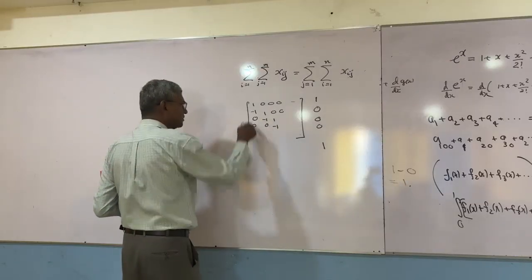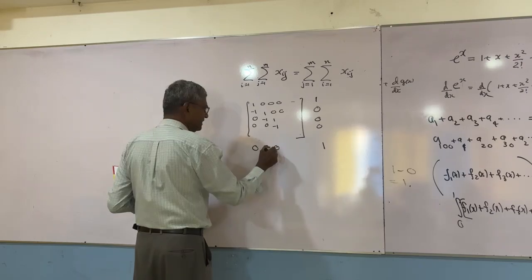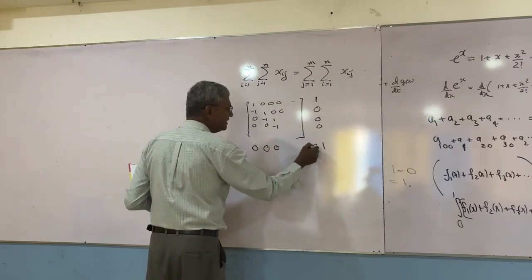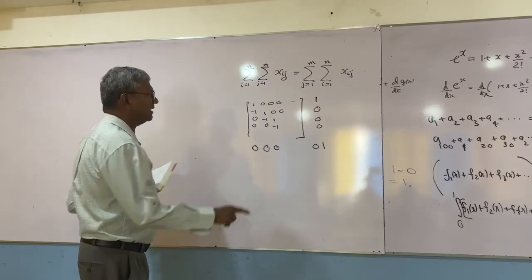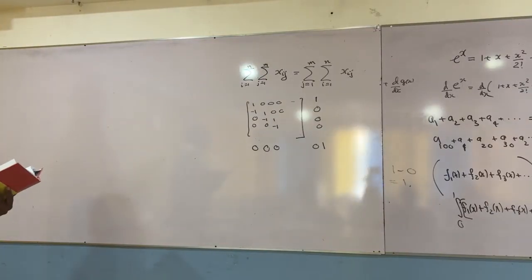However, if you take the first column sum, 0. Second column sum, 0. Third column sum, 0. If you total all of them, 0. So what is true for finite sums is not true for infinite sums.